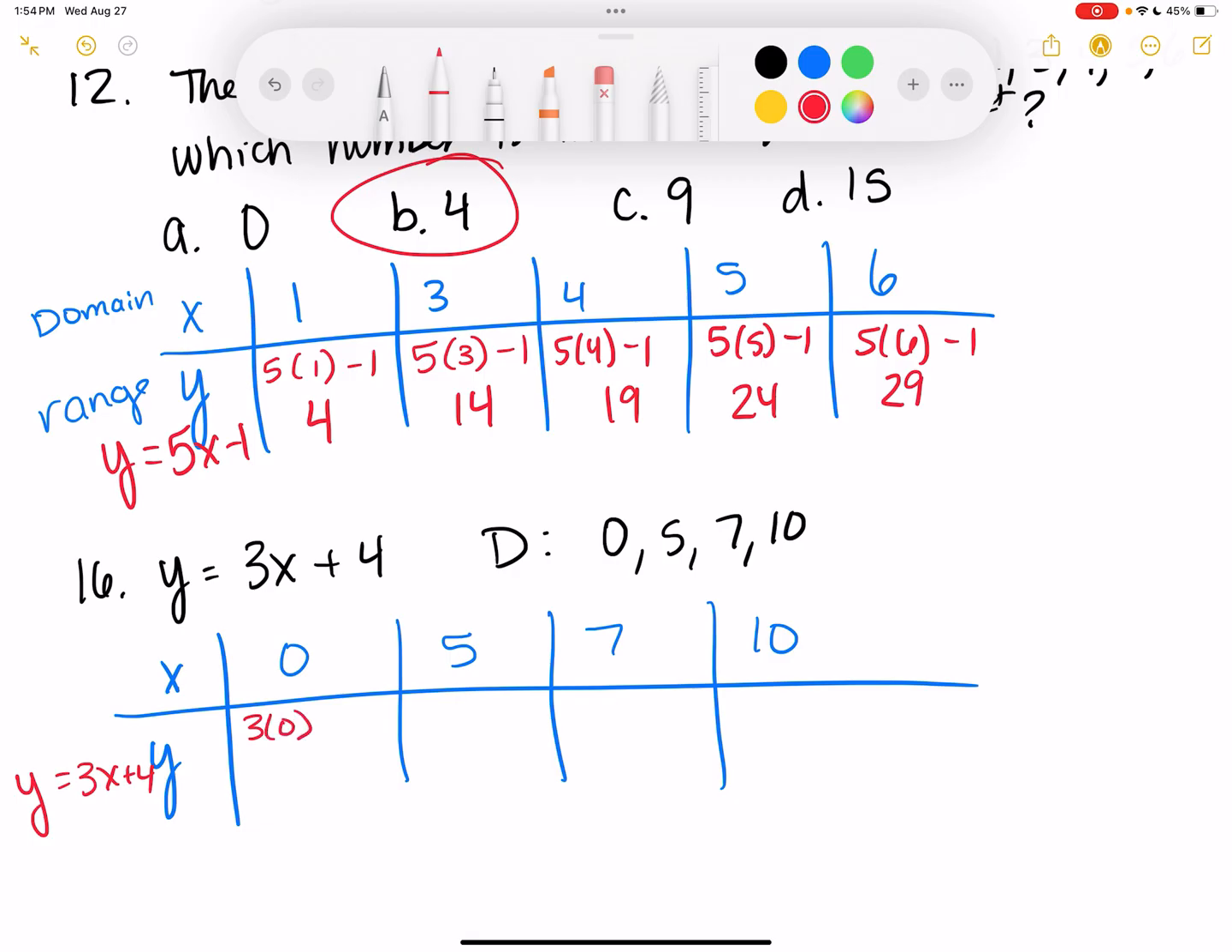So 3 times 0 plus 4. Yep. 3 times 5 plus 4. 19. 3 times 7 plus 4. 25. And then 3 times 10 plus 4. 34.